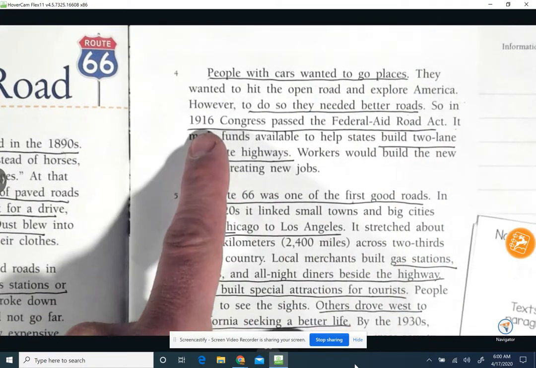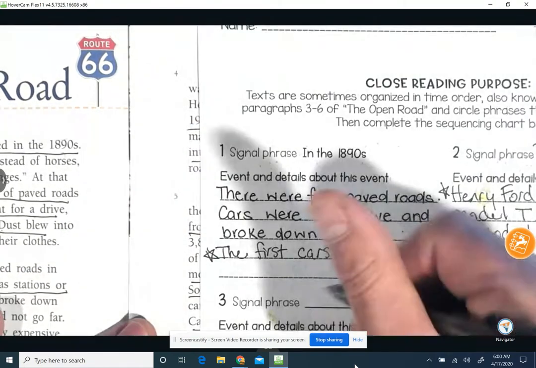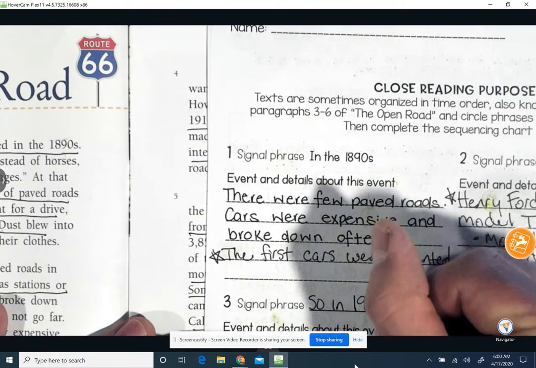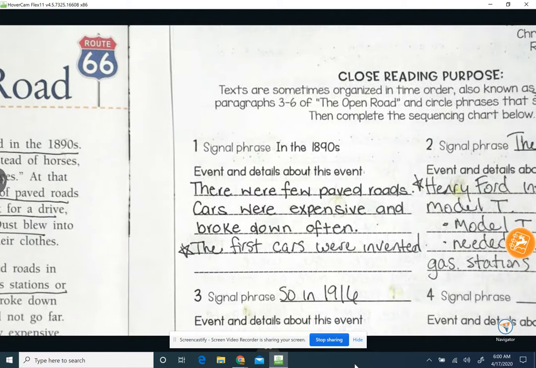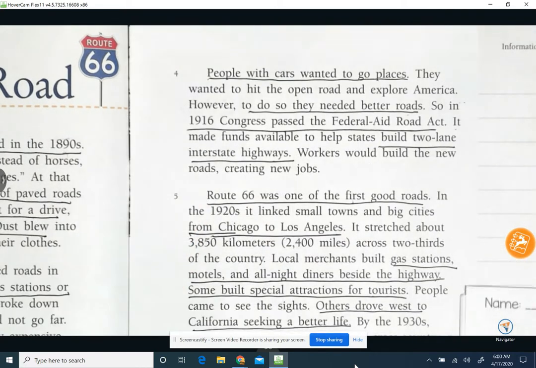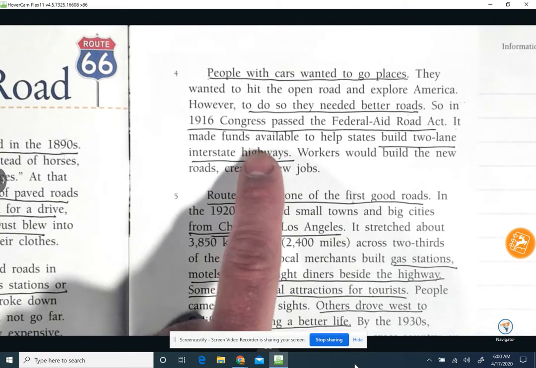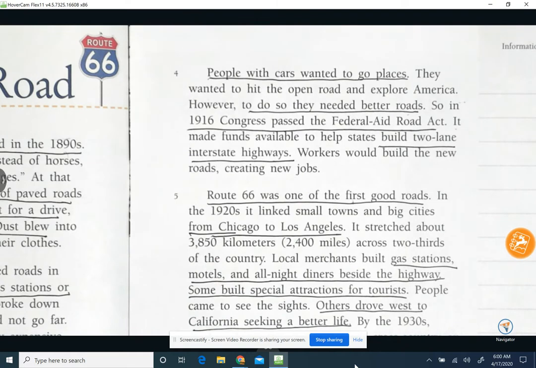1916. There's your year, there's your phrase. Your signal phrase is so in 1916. What happened in 1916? Congress passed the Federal Aid Road Act. It made funds available to help states build 2-lane interstate highways. Workers would build the new roads, which also created new jobs.